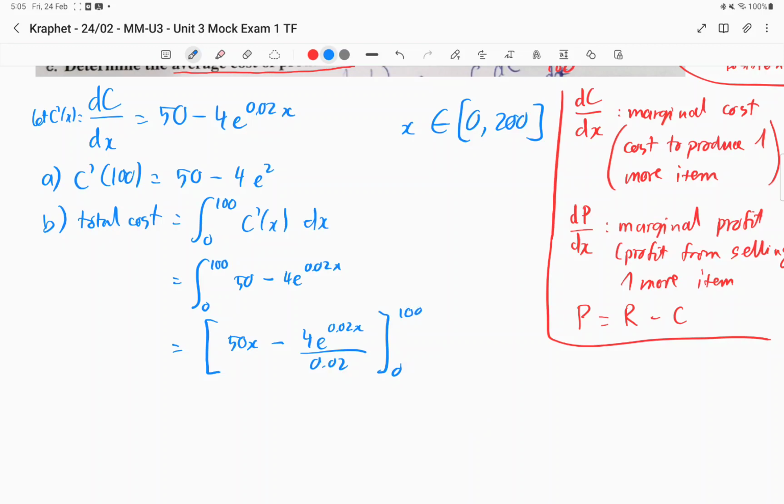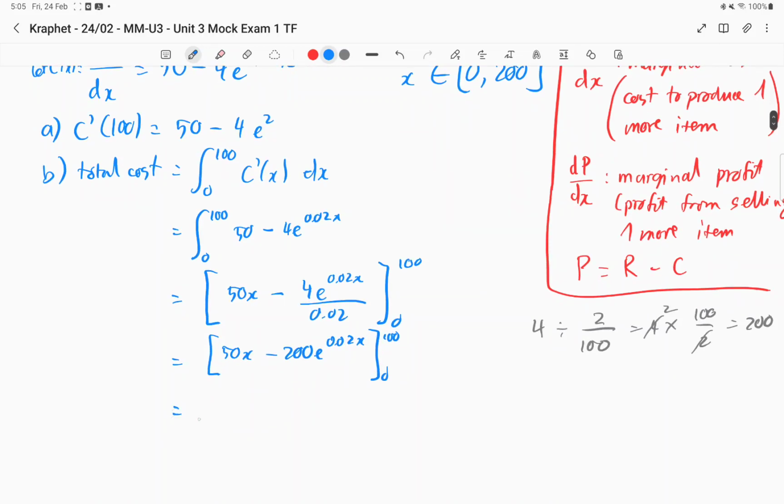Okay, now let's just work out on the side here. What's 4 divided by 0.02? It's like dividing by 2 over 100, right? Which is 4 times 100 over 2. Cancel out, you get 2 times 100, which is 200. Now let's do all this simplification first before we continue. Because look, if you have 50 and this one is 200, you can technically take out the 50. It'll make the calculation a bit easier. But for now, I'll just write step by step. 200e to the power 0.02x from 0 to 100.